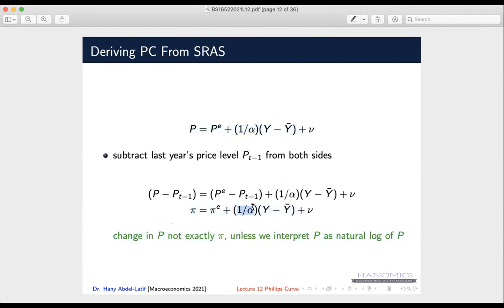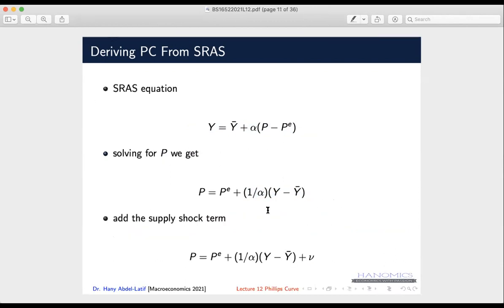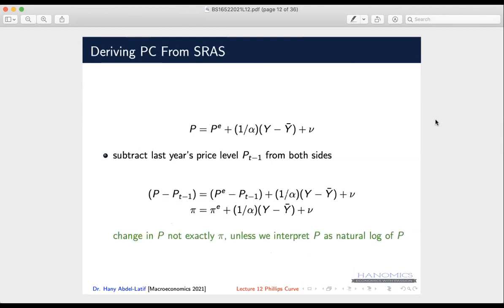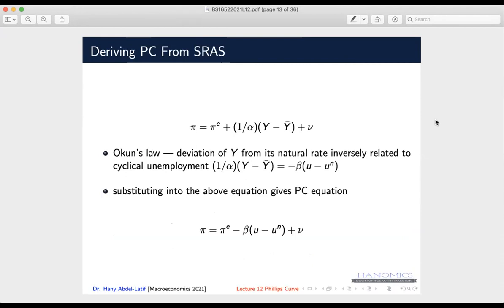This is basically the beta coefficient, the beta 1, or the coefficient beta that we saw in the previous slide. And this is the output gap, which again could be represented by this distance here, which is how much unemployment deviates from its natural rate, which is basically cyclical unemployment. Okay, so our output gap is the same.